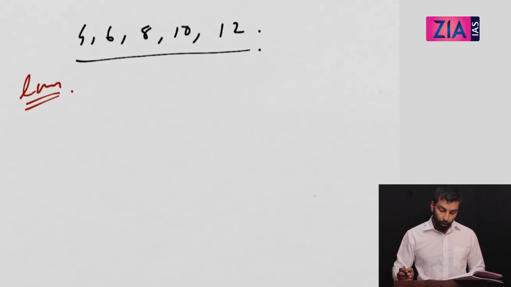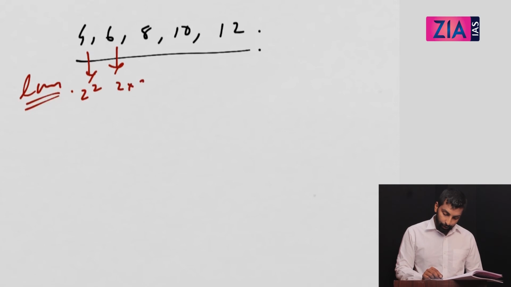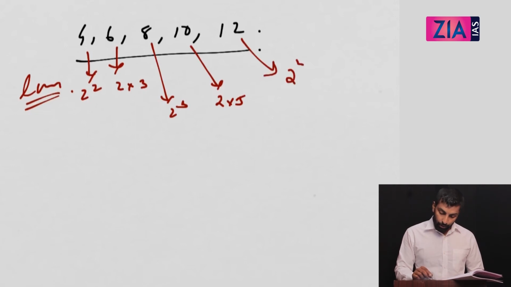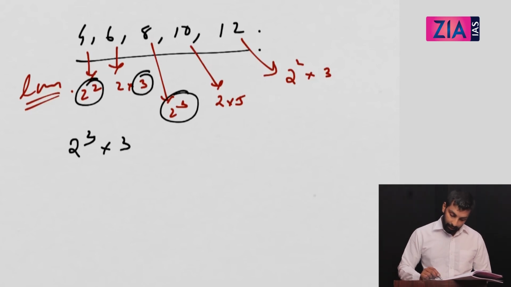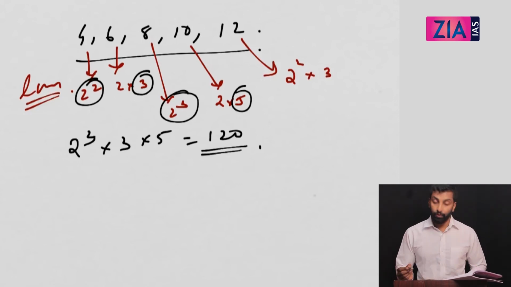So if you need to find the lowest number, you need to find the LCM of these numbers, right? So 4, 6, 8, 10, 12. What is the LCM? So 4 you will write as 2 square. This you will write as 2 into 3. This you will write as 2 cube. This you will write as 2 into 5. This you will write as 2 square into 3. So what is your LCM? You will take 2 square from here. Okay, you have a 2 cube here, so you take 2 cube. Then you have 1 3 here, so you'll take 1 3. Then you have 1 5 here, so you'll take 1 5. So this is actually 120. So 120 is the LCM.